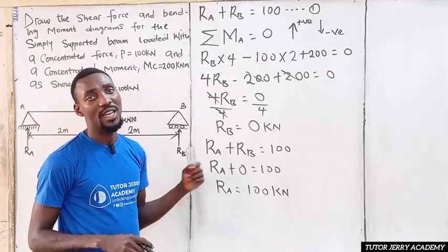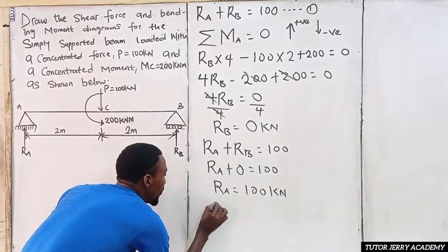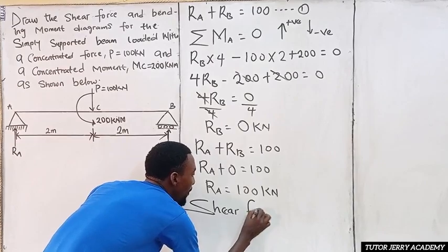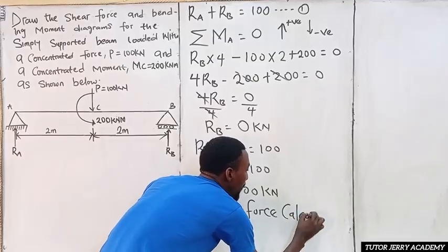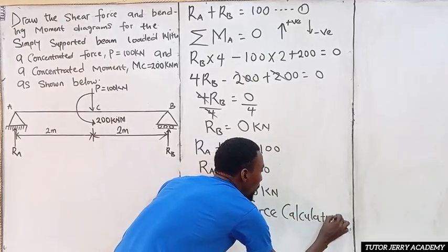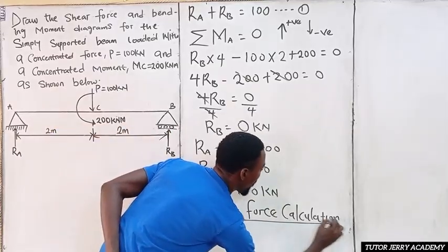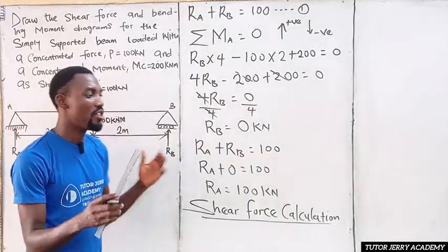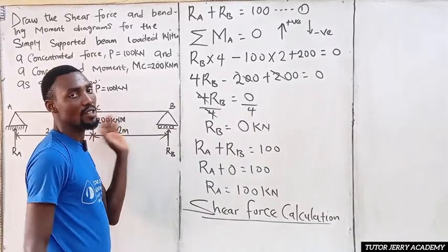Alright. Now that we have calculated our reaction at A and B, now we can calculate the shear force and the bending moment. Alright, let's start with the shear force calculation. If we say shear force, what do you mean by shear force? It's just the algebraic sum of forces either to the left or to the right on our beam.